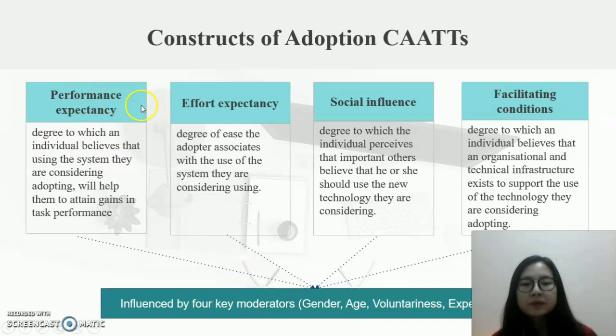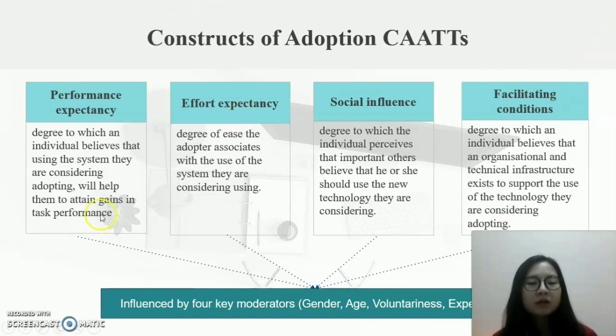The first one is performance expectancy, which relates to the individual's belief that using the system can help them attain gains in task performance. Next is effort expectancy, the degree of ease the adopter associates with the use of the system. The third one, social influence, is the degree to which an individual perceives that others believe he or she should use the new technology, for example a professional body or their organization. And the fourth one, facilitating conditions, relates to an individual's belief that the technical infrastructure exists in their organization to support them in using the technology.